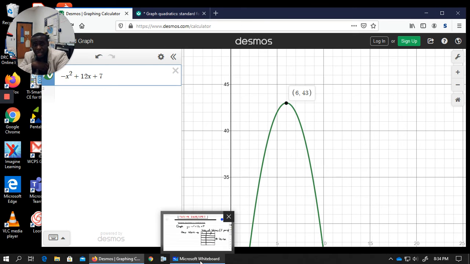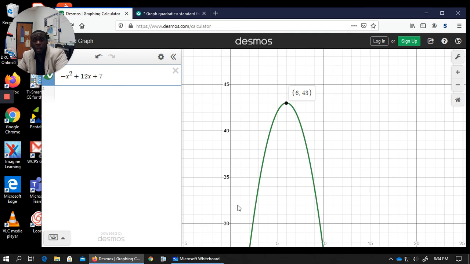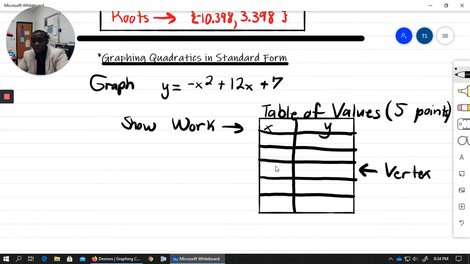643. So what am I saying? When you show your work for this, even though you can use something like the Desmos graphing calculator, I want you to put in a table. I want you to write these ordered pairs in the table. 643. That was the vertex. That's the one that I want you to put in the middle.